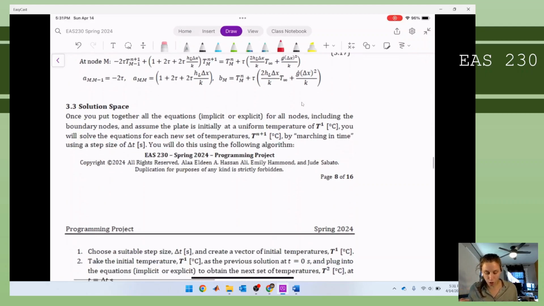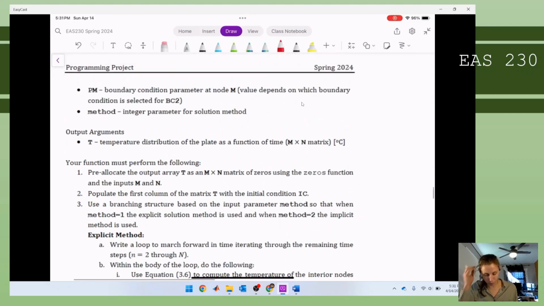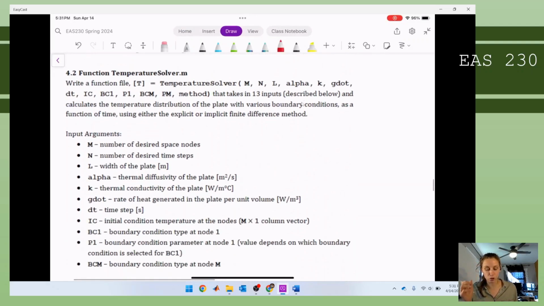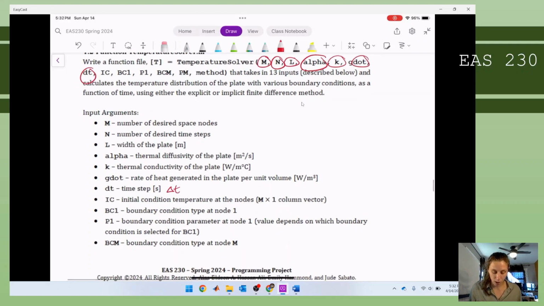Okay, some other things to note. Let's talk about actually putting together your temperature solver function. Your temperature solver function has a lot of inputs: number of nodes, number of time steps, the length of your plate, alpha, K, G dot, properties of your plate, dt, the time step, so that would be delta T. Your initial conditions; note your initial conditions is a column. It's that first column of T. And then BC1, P1, which describes your boundary condition for your first node, M equals 1. These are the boundary conditions for your last node, M equals capital M.